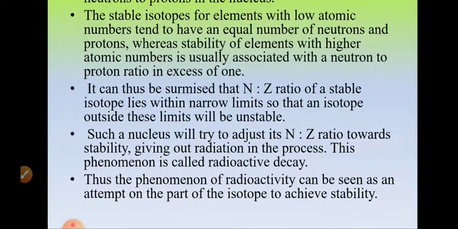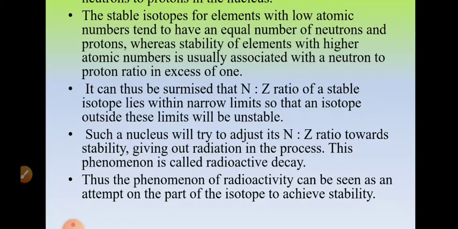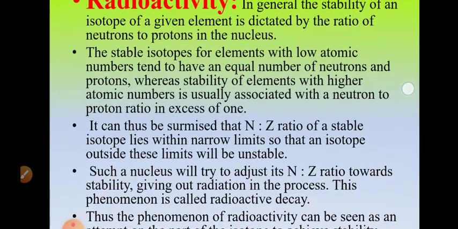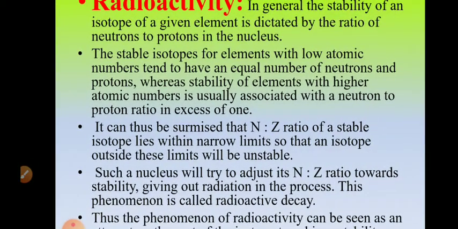It can thus be summarized that the neutron to proton ratio of a stable isotope lies within narrow limits, so that an isotope outside this limit is very unstable. So, the N to Z ratio in isotopes having lower atomic number is 1. That means stable isotopes of elements with low atomic number have equal numbers of neutrons and protons, whereas for elements having higher atomic number, it may be in excess of 1.